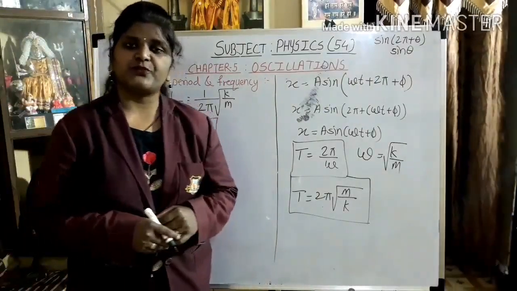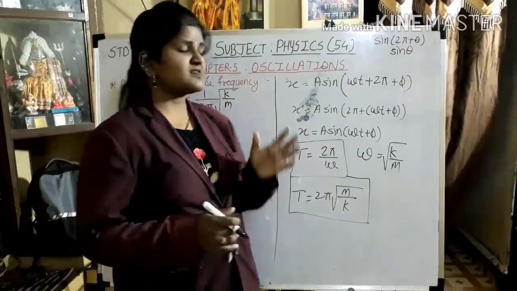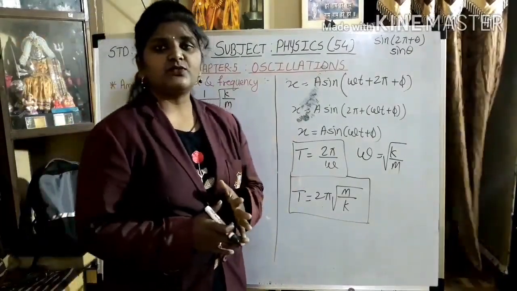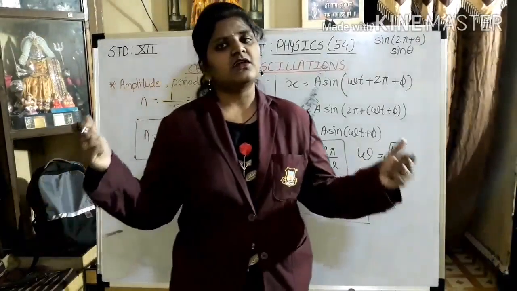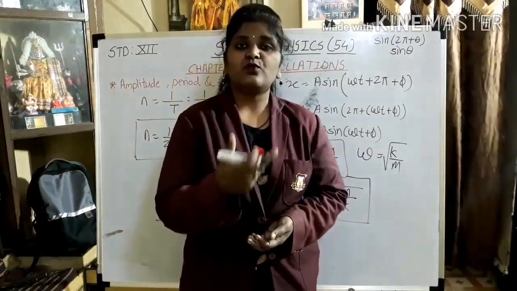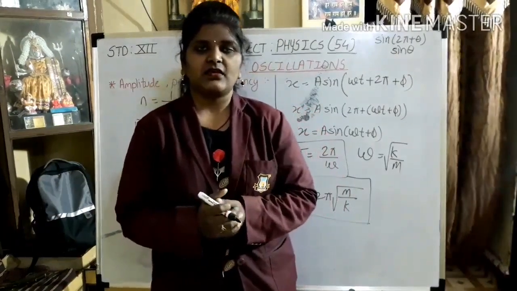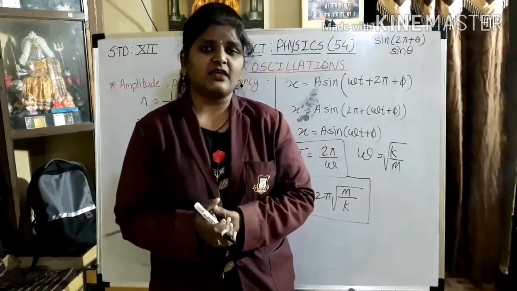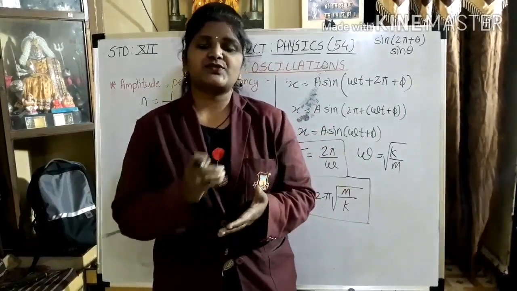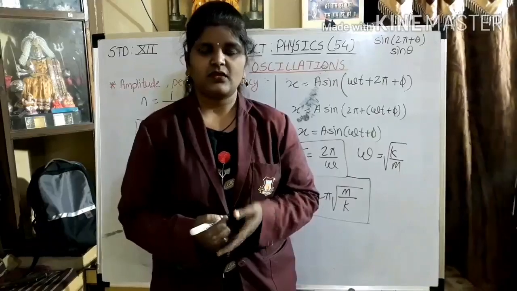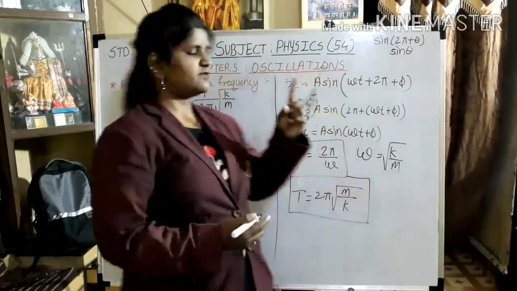So this is the first point that we have covered: amplitude, period and frequency. What is amplitude? It is the maximum displacement covered by any particle while it is performing SHM, and it is nothing but plus or minus A. When do we get plus or minus A? When sine of omega t plus phi becomes either plus 1 or minus 1.